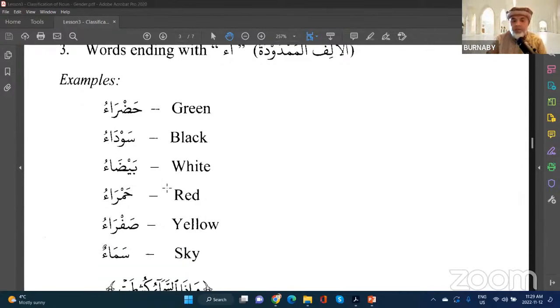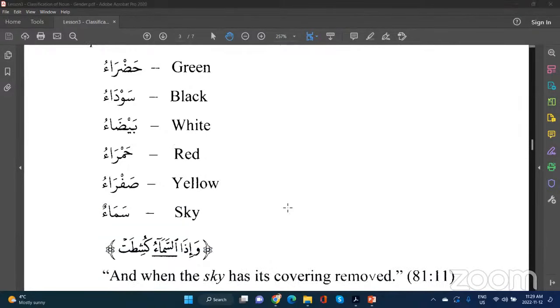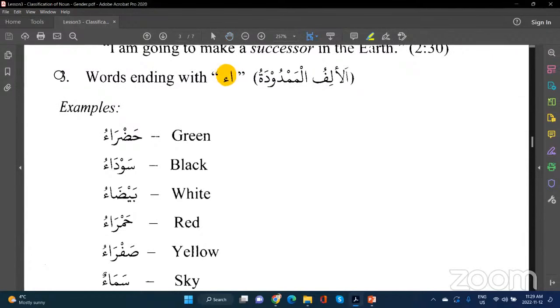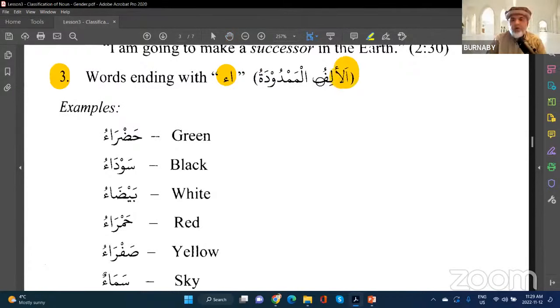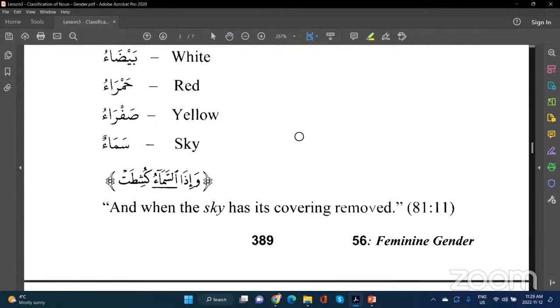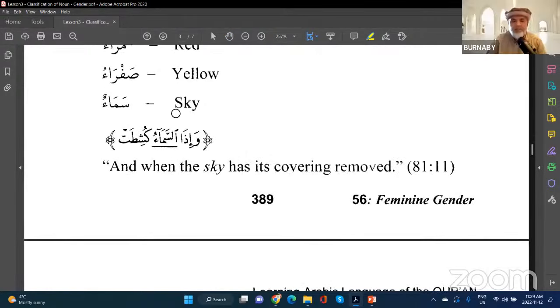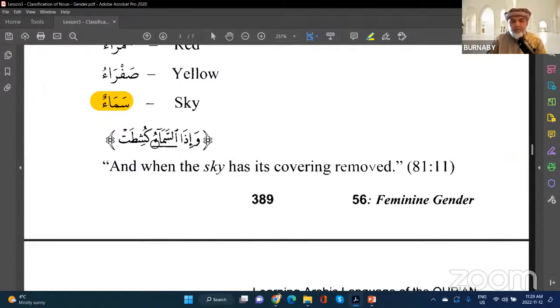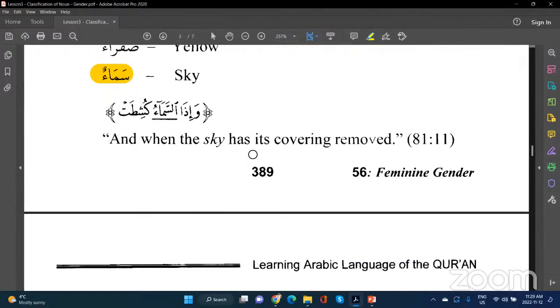So this is all vocabulary. Sorry, brother Abid, is it because of the hamza and alif that makes it feminine? Yes, that is what it is. Look at these categories. We are at category 3, called alif mamduda. Now look at this: wa idha sama'u kushitat. Sama also has the alif and the hamza, and it is feminine. Now, if I ask you about as-sama'u here, what is the status of sama? Rafa. Mashallah, good job.